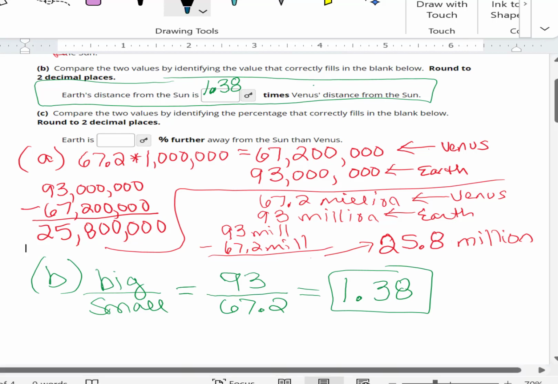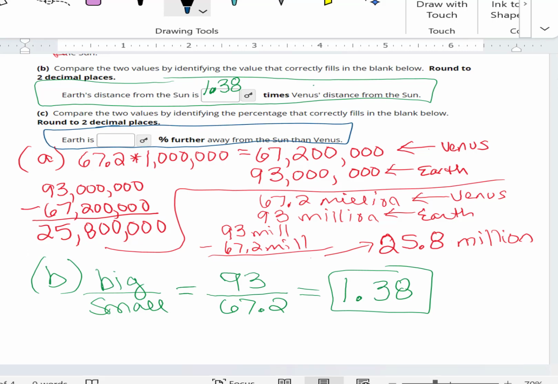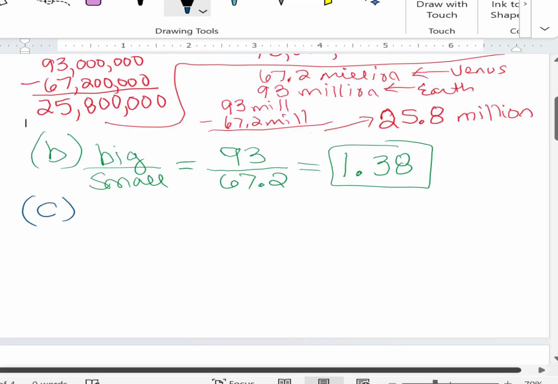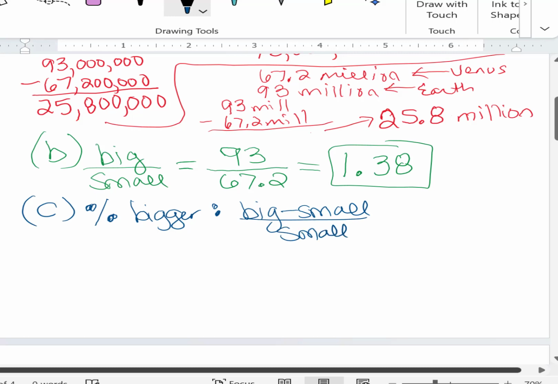And lastly, Part C asks us to complete this sentence: Earth is blank percent further away from the Sun than Venus. So this is a percent increase, a percent bigger problem. That calculation, remember, is found by doing big minus small divided by small. Big number minus small number, divided by small number. So in this case, it'll be 93 minus 67.2 all divided by 67.2.